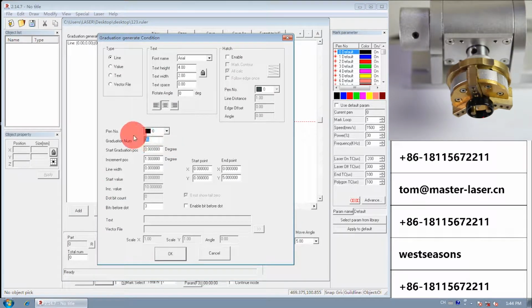Add line. Graduation number equals 60. Increment position equals 6 degree. Endpoint Y equals 2.